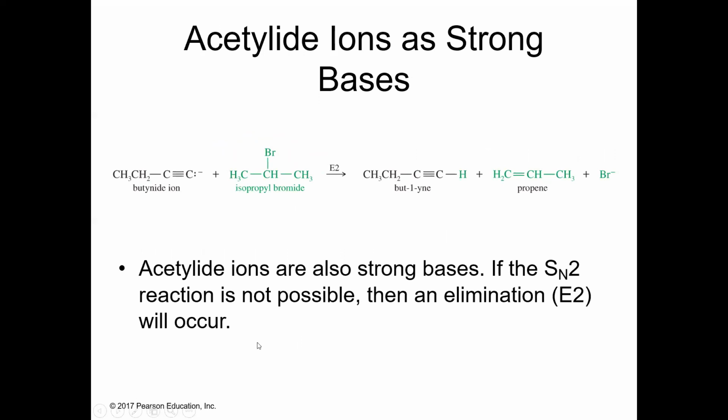And that's exactly what this shows. If we use a secondary halide, what happens is this will take a beta hydrogen, and we'll get the E2 elimination product. When this takes the hydrogen, you'll get the but-1-yne. So this gained a hydrogen. These are also strong bases, so if we can't do an SN2, then an E2 occurs.